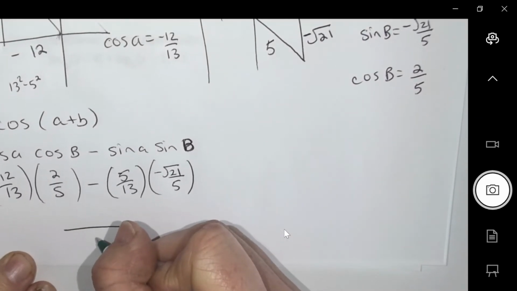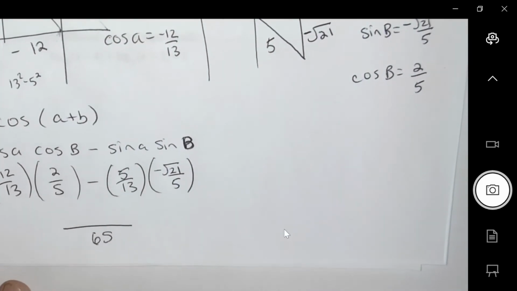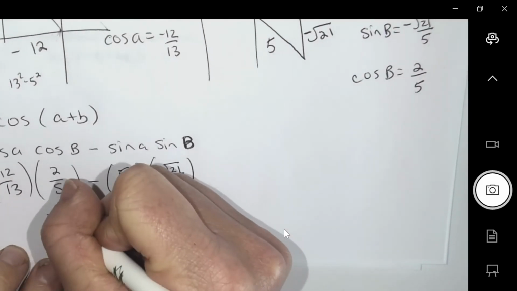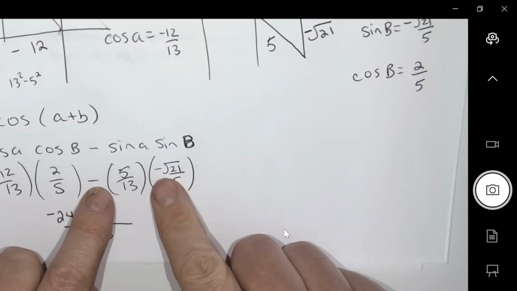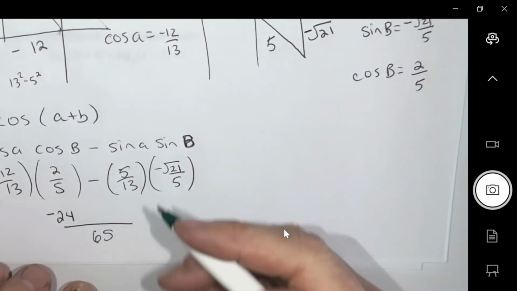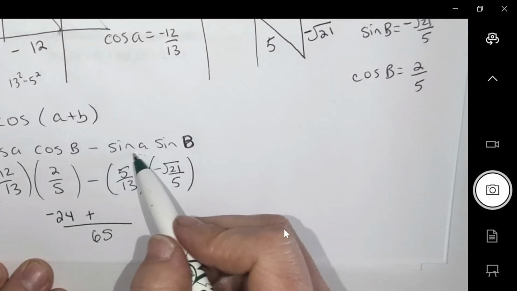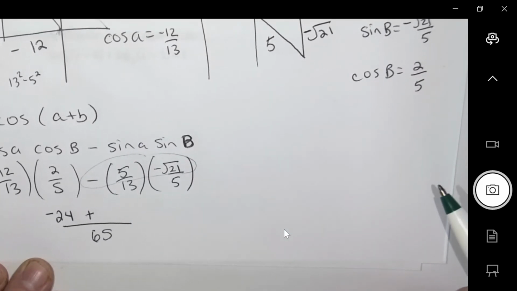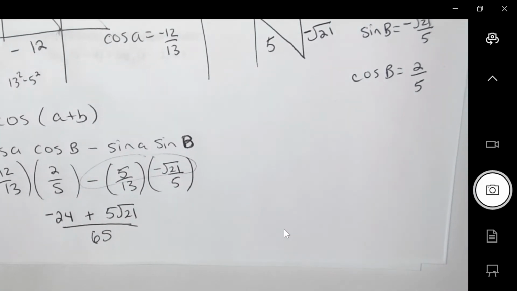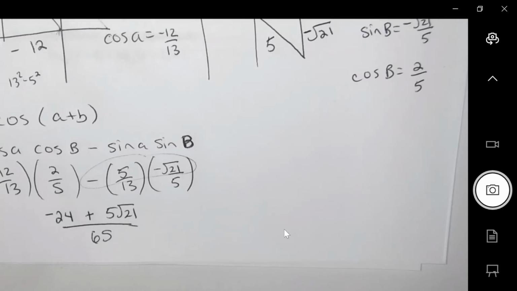Okay, the bottom number, so 13 times 5 is on the bottom, so that's 65. This makes negative 24. I'm subtracting a negative value, so I will add. And how do you write that then? How do you write that piece? 5 root 21. There's nothing that you can do. You can't combine things like that. You just leave them times like that. That's it. That's as far as you can go.